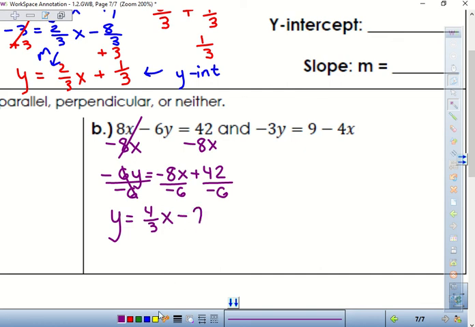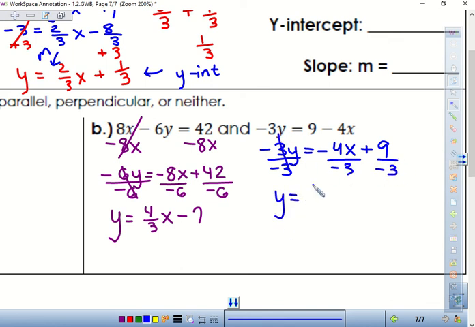And then over here, I'm going to rearrange this real quick. So first thing I'm going to do is I'm going to rewrite it like this. So does everybody see what I did there? I just want to get it into slope-intercept form, so I have to rearrange those two terms. Now I can divide by the negative 3. What's a negative divided by a negative? Good. So you get 4/3 x minus 3. And what do you notice about those slopes? They're the same. Good, so it's parallel, right?